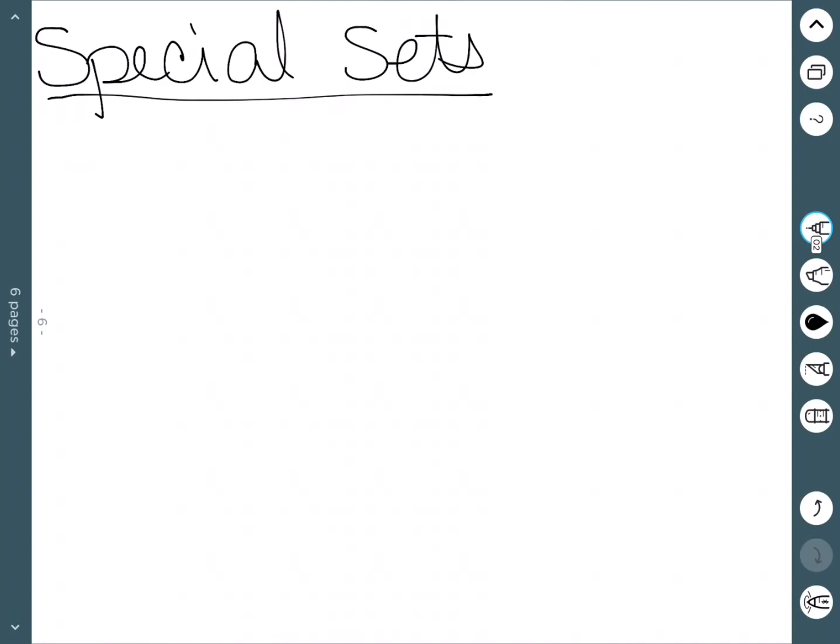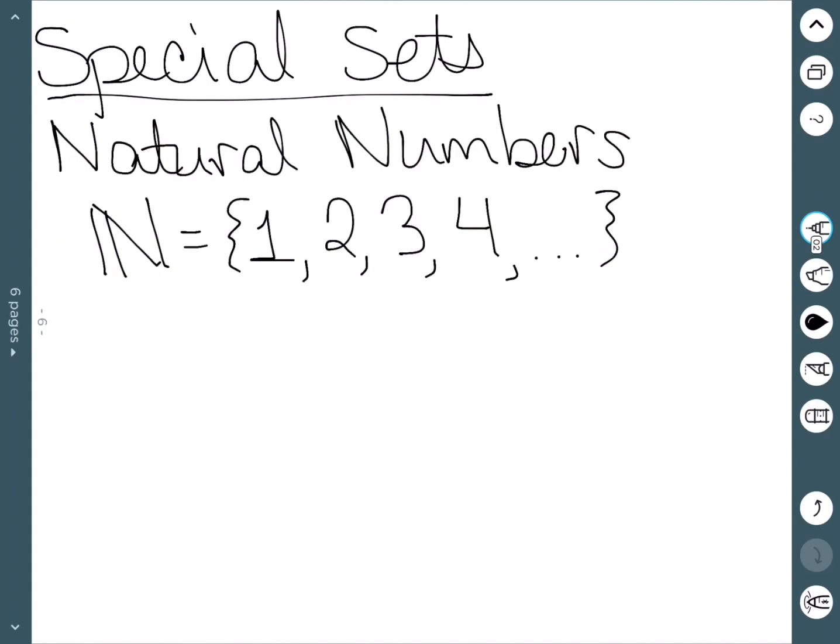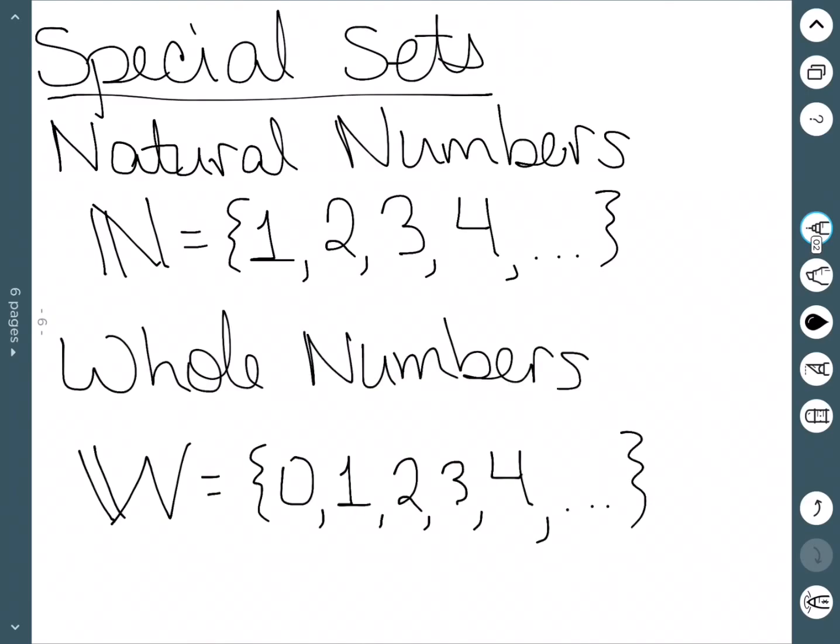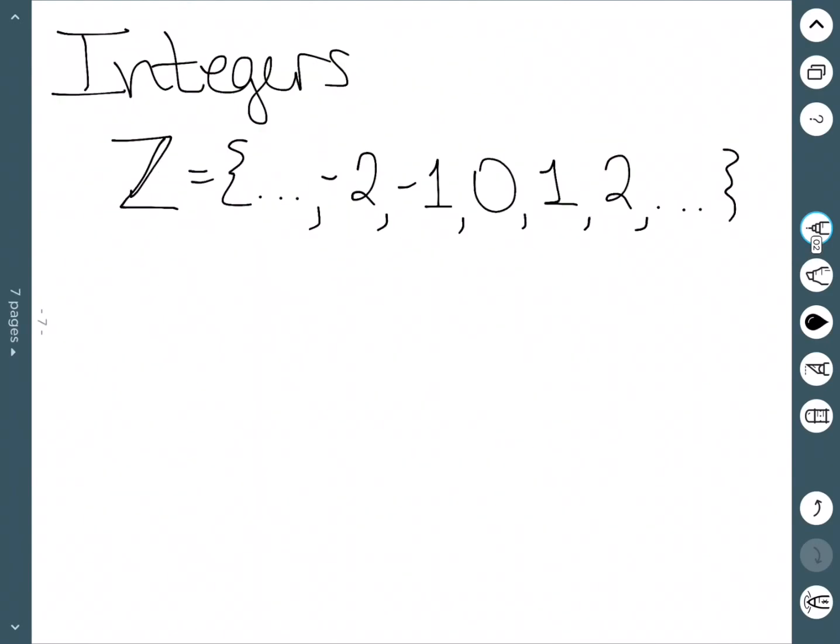In mathematics, we do have a few special sets that have special names that we use quite often. The natural numbers, which we denote by this special N. This is a font known as Blackboard Bold. These are our counting numbers 1, 2, 3, 4, 5, 6, etc. The next one are the whole numbers. We now include 0 as well, so 0, 1, 2, 3, 4, 5, etc. The integers now introduces the negatives of the whole numbers, so it's the whole numbers plus their negatives.